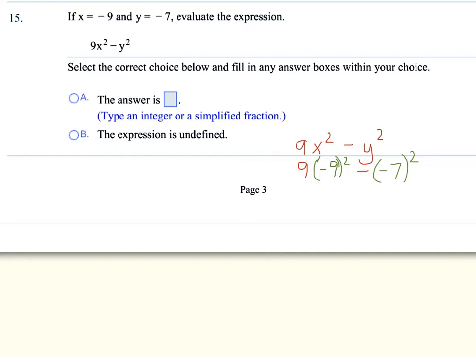So following the order of operations, I should do my exponent first here. So negative 9 to the second power means negative 9 times negative 9. So that's positive 81. And then negative 7 to the second power means negative 7 times negative 7, and that's positive 49. Now I'm ready to do my multiplication. 9 times 81 is 729. Now I'll subtract 49. So the answer is 680.